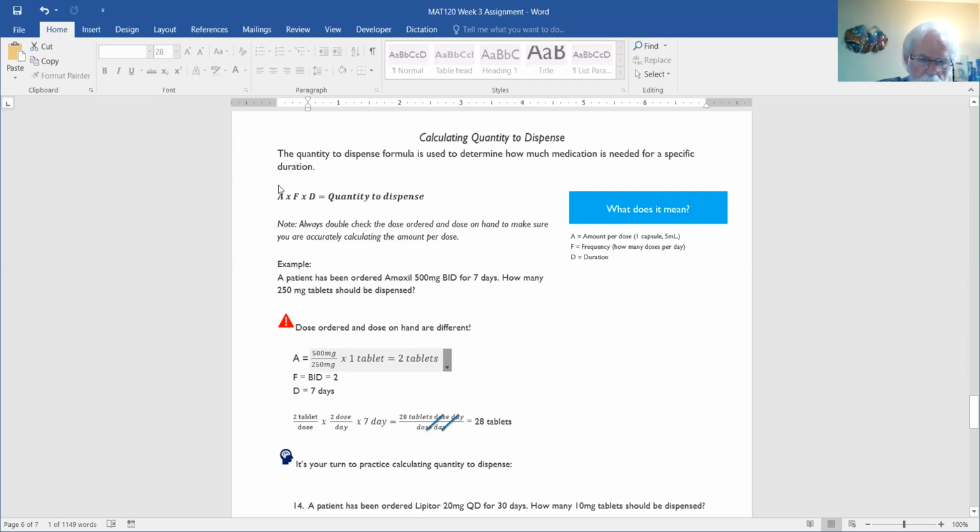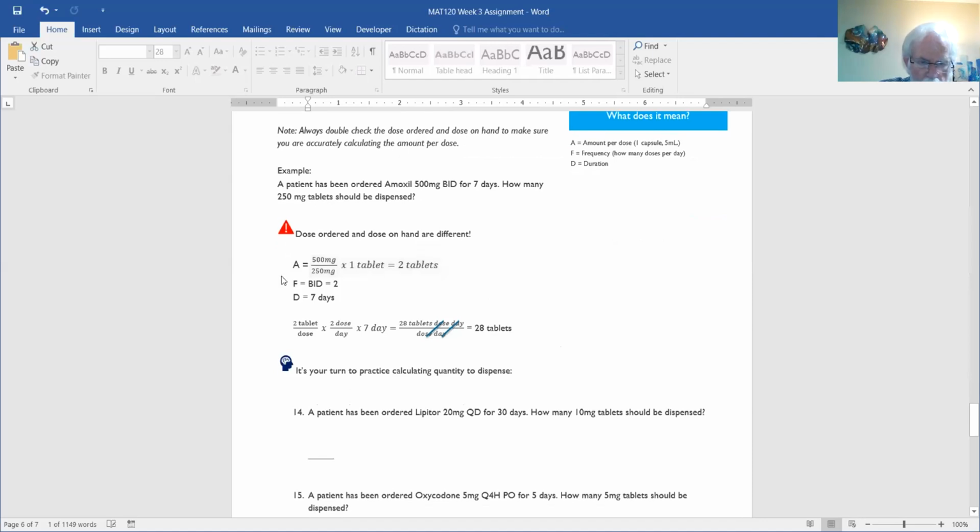2 times a day, so we have the amount per dose, 2 tablets per dose, times 2 doses per day, times 7 days, gives us 28. Okay, so it's all worked out here.